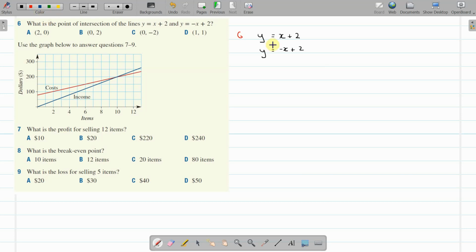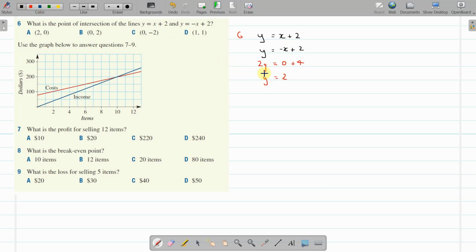What that means is when you've got pronumerals with opposite signs, you can add them together to eliminate them, so we can solve for y. What happens when we add this one to this one? y plus y is 2y, then x plus minus x is 0, and 2 plus 2 is 4. So 2y equals 4, so y has got to equal 2.